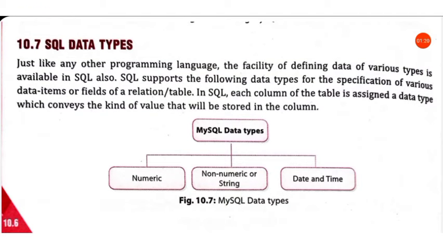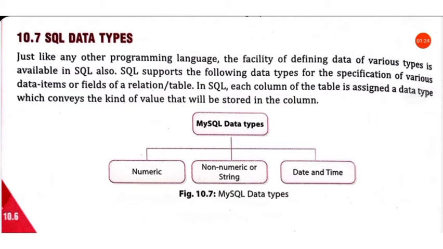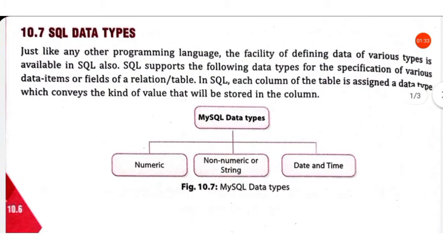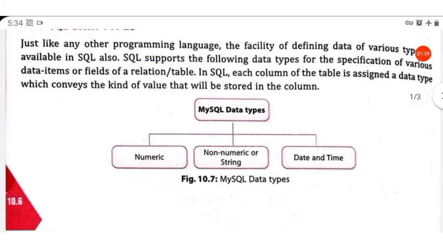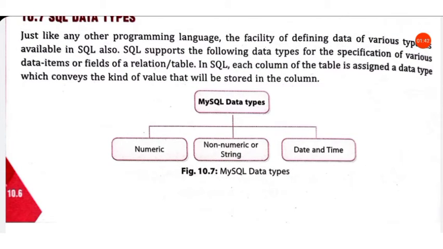Just like any other programming language, the facility of defining data of various types is available in MySQL. SQL supports the following data types for the specification of various data items or fields in a table. In SQL, each column of the table is assigned a data type which conveys the kind of the value that will be stored in the column.